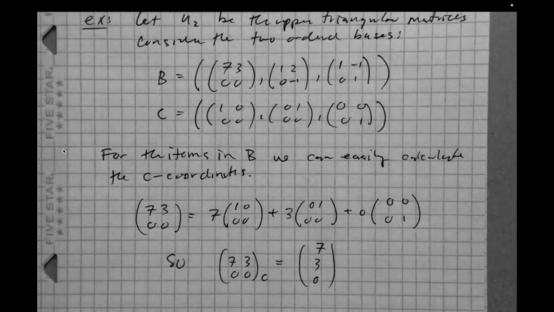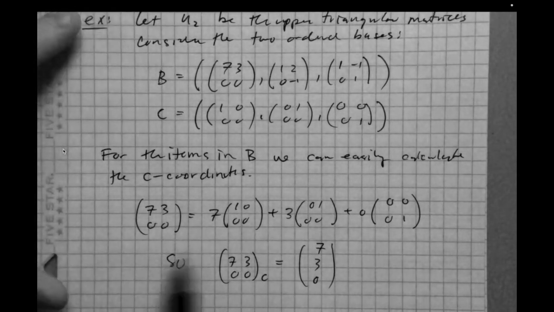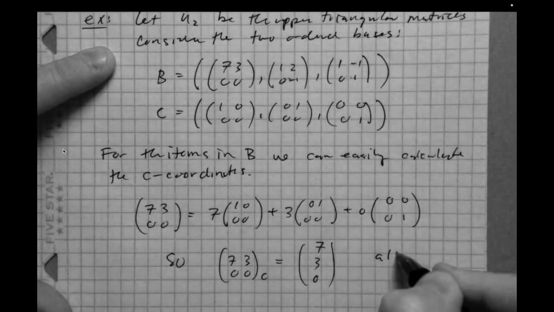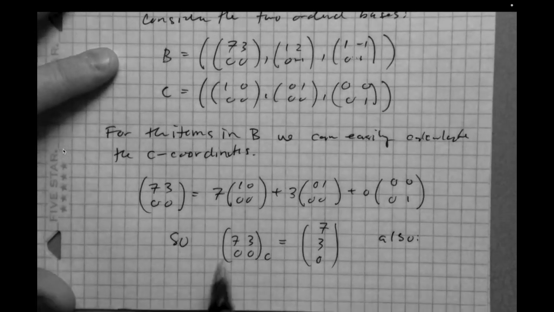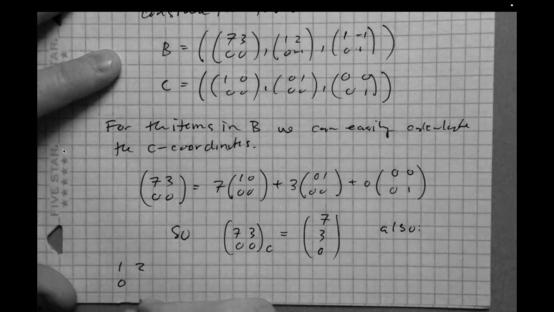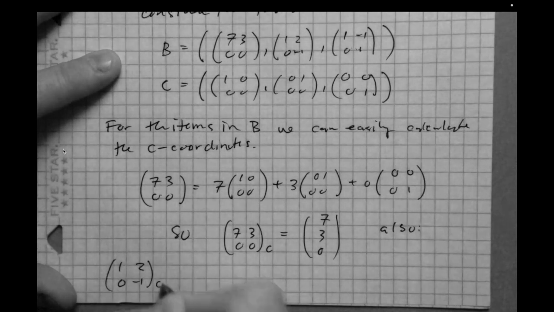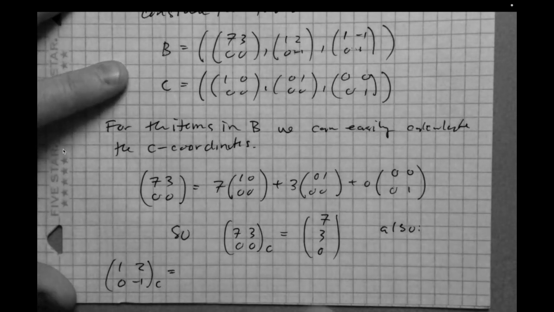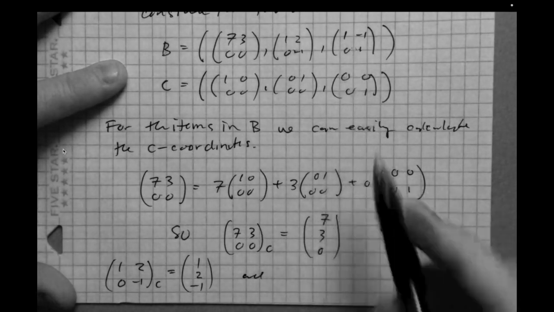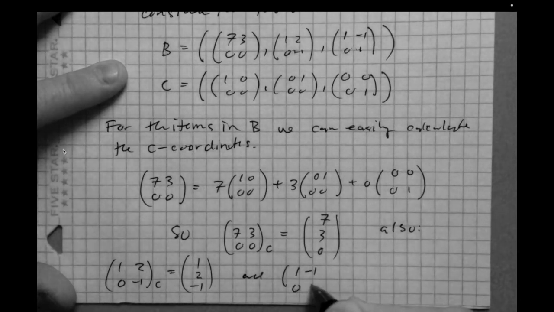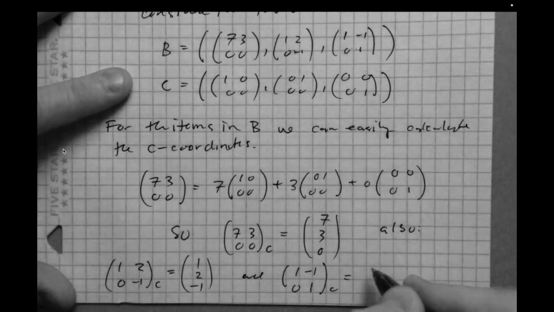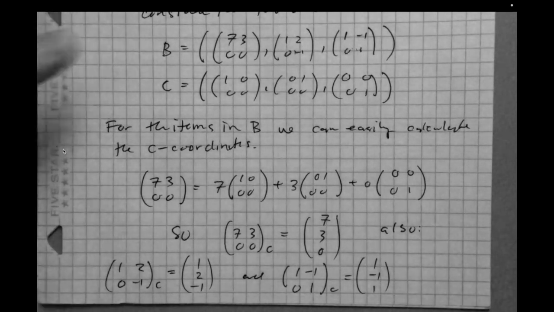That's straightforward. We can do the same thing for the other two as well. I won't do these all explicitly, but I'll just write them down. You can confirm this. 1, 2, 0, negative 1, coordinatized in C is equal to 1, 2, negative 1. And this last one, 1, negative 1, 0, 1, coordinatized in C is equal to 1, negative 1, 1. Okay, so we've got those three.